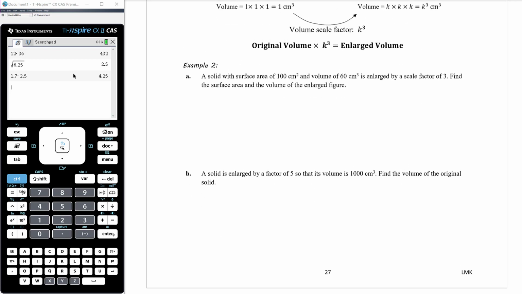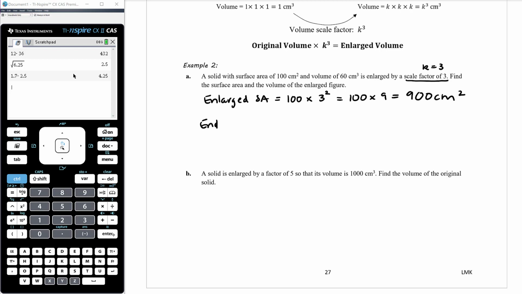A solid with a surface area of 100 centimetres squared and a volume of 60 centimetres cubed is enlarged by a scale factor of 3. Okay, so that's the linear or length scale factor unless we're told differently. Find the surface area and the volume of the enlarged figure. Okay, so the enlarged surface area is going to be the original surface area, which was 100 centimetres squared, multiplied by the area scale factor, which is k squared, so 3 squared. So that's 100 times 9, and so that is 900 centimetres squared, the enlarged surface area.